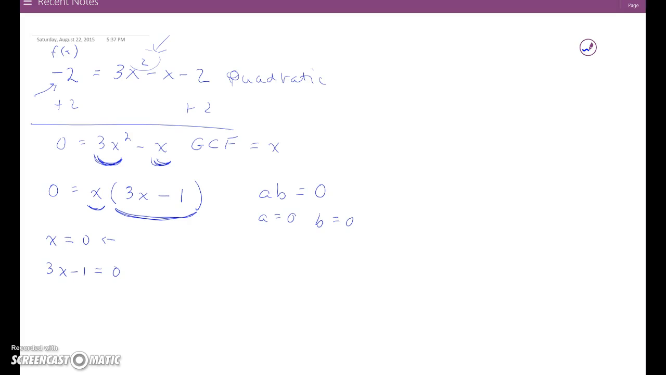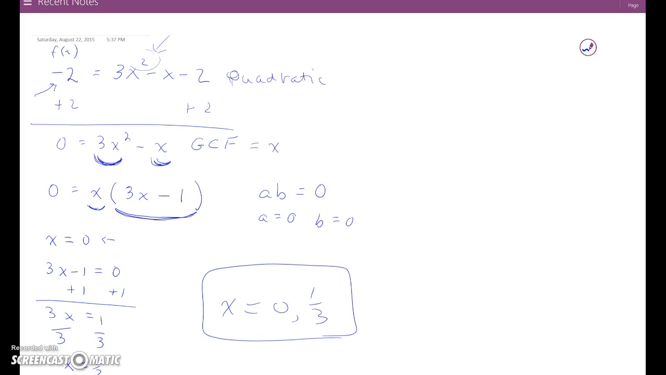So x equals 0 is one solution. Then I solve this little linear equation for x to get the other solution. So I get x equals 1/3. So x equals 0 is one solution, and x equals 1/3 is another solution, and there are two solutions to this equation. So let me know if you still have questions.